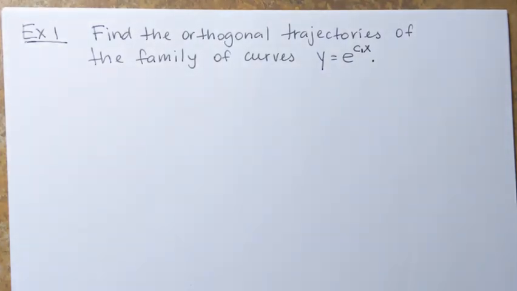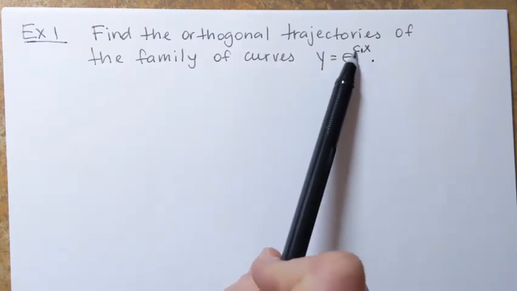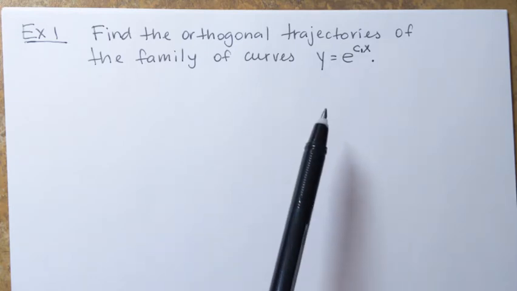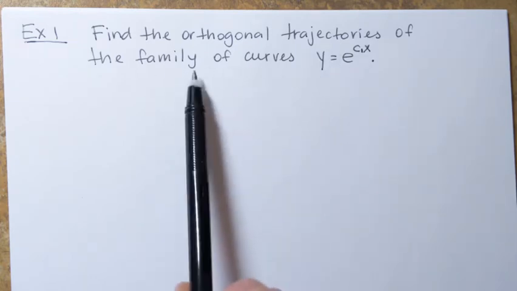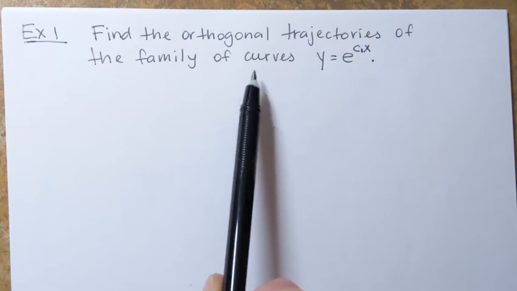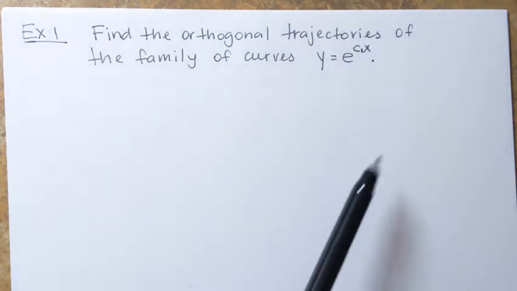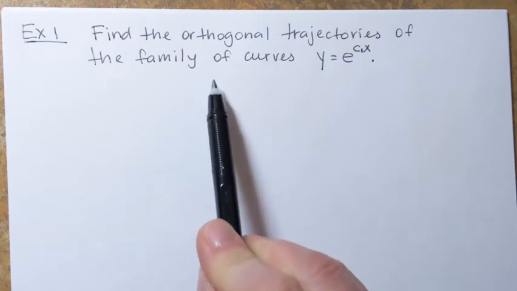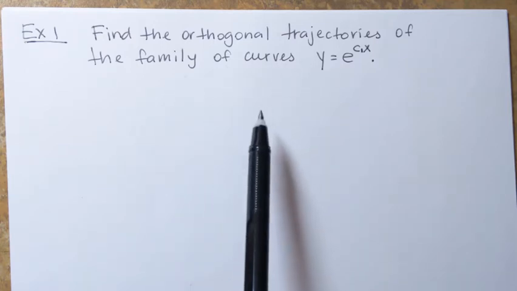So I hope you watched the introduction video, and now we can try example 1. It says find the orthogonal trajectories of the family of curves y equals e to the power c1x. In other words, we need to find another family of curves such that all curves in this family are orthogonal to all curves in that family. And if they're orthogonal, then their tangent lines have negative reciprocal slopes, right? That's how we're going to connect this family with its orthogonal trajectories.